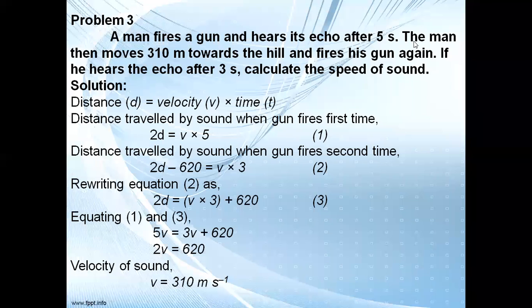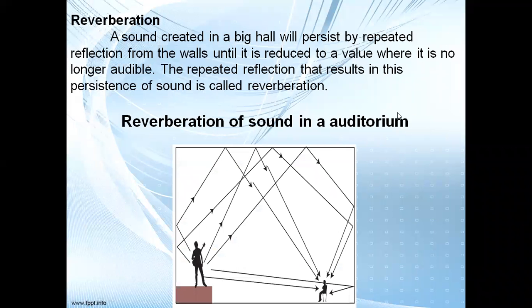The next one is reverberation. A sound created in a big hall will persist by repeated reflection from the walls until it is reduced to a value where it is no longer audible. The repeated reflection that results in this persistence of sound is called reverberation. In cinema theaters, classrooms, auditoriums or big halls, excessive reverberation is highly undesirable.